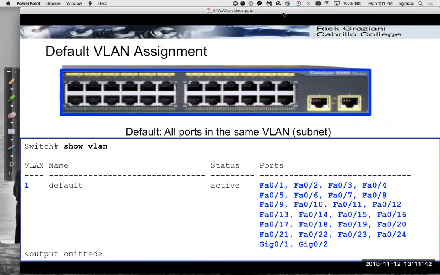oh, it doesn't have VLANs. But a Cisco switch really does have a VLAN. It's just that all the ports are in the same VLAN, which is VLAN 1 by default. So if I did show VLAN, I can see that it is listing all the ports for this switch in the same VLAN, VLAN 1, which is given the name default because it is the default VLAN.